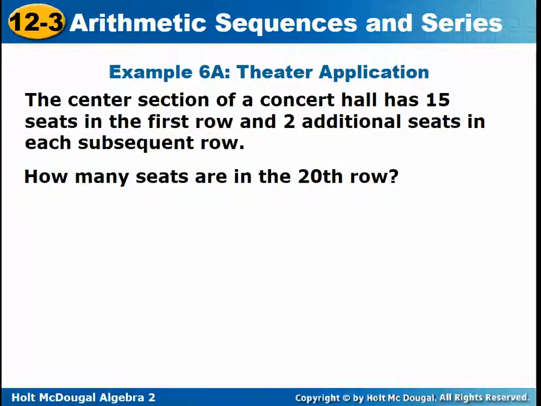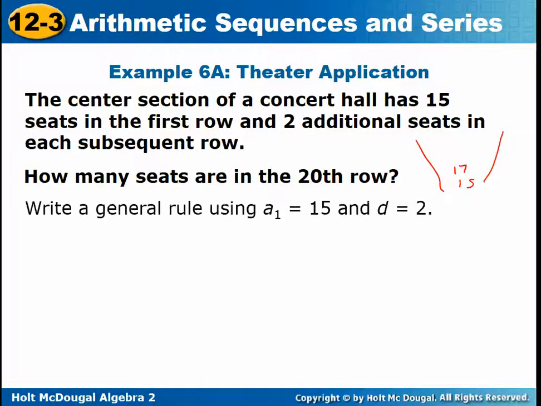On your worksheet, this is an optional section to do the application problem because the other ones do take quite a while, but it's not that hard. It's just using what we have learned for a real-world problem. So we have the center section of a concert hall has 15 seats in the first row and then 2 additional seats in each subsequent row. So it kind of goes like this. 15 seats, and then they'll have 17 seats, and so on.